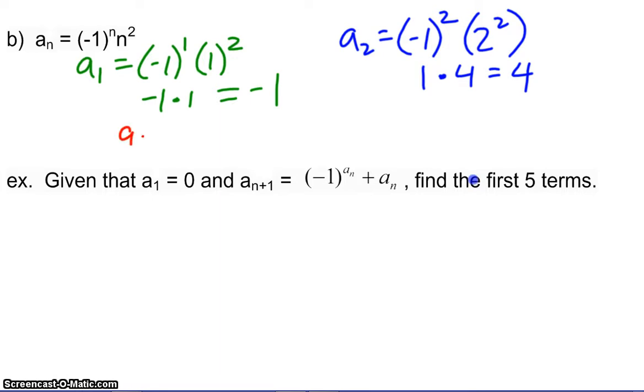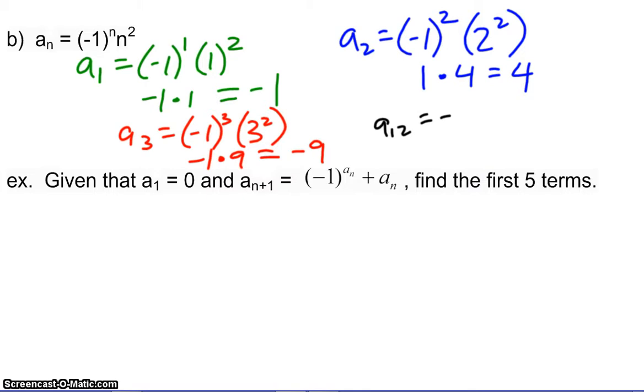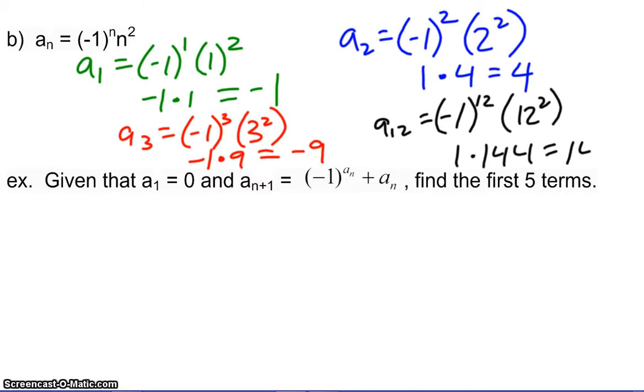And when we do it for the third term, -1 to the third power and 3 squared, this is going to be -1 to the third power will be -1 times 9, giving us a value of -9. And then for the 12th term, -1 to an even power would give us +1, and then times 144 gives us a value of 144. We're going to skip that part.